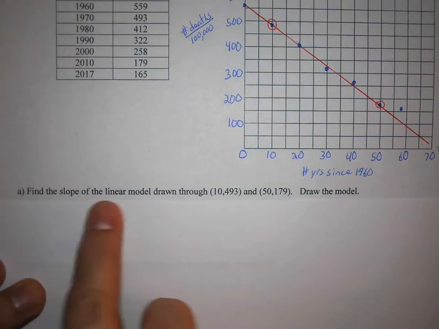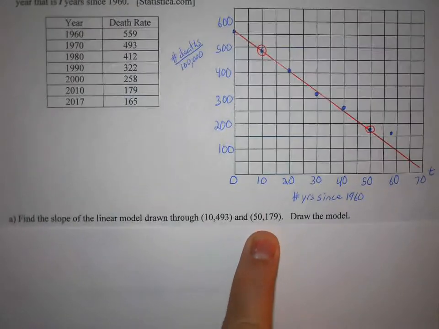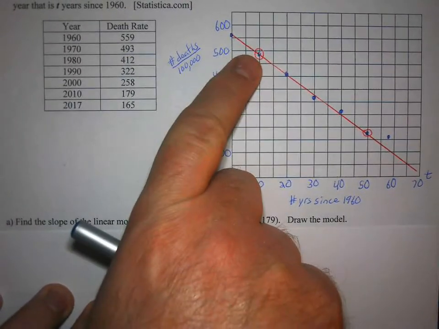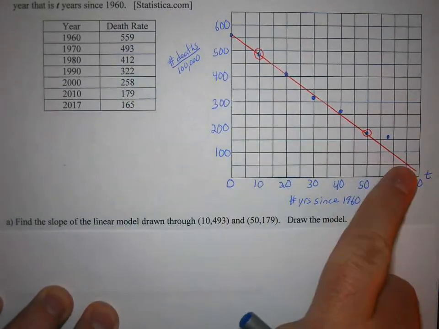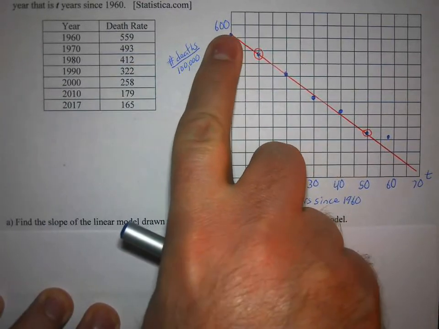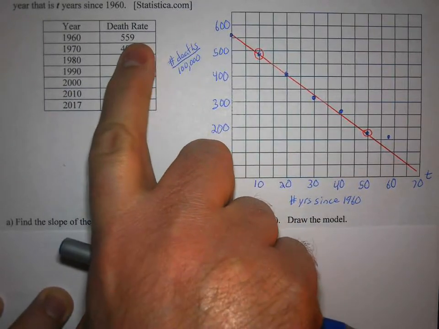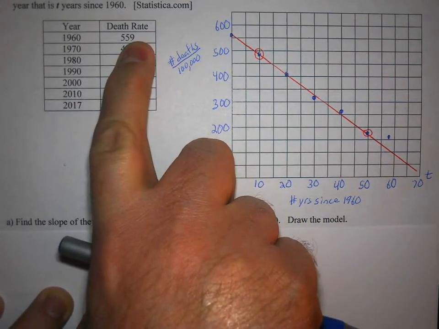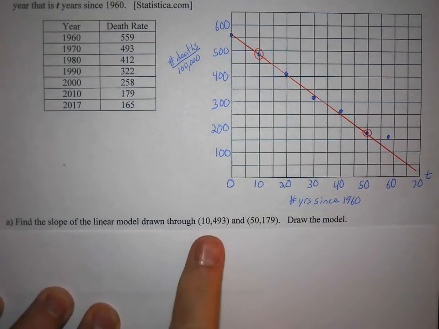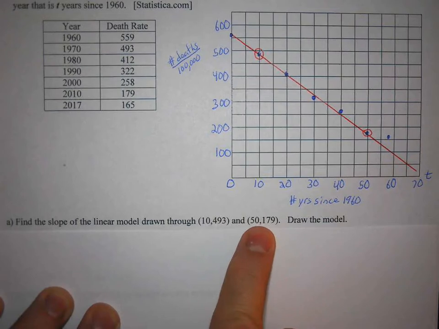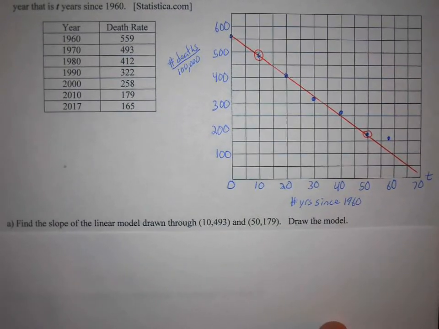Now we're going to find the slope of that linear model through those 2 points. And remember, the only thing we know is that that line passes through these 2 points. We don't know that it passes through any other of those points. It does look like it's pretty close to the intercept right here, so it looks like it should be close to 559, but we don't know that for sure. So the only 2 points we're going to use are the ones that they tell us that we know are on the line for sure.